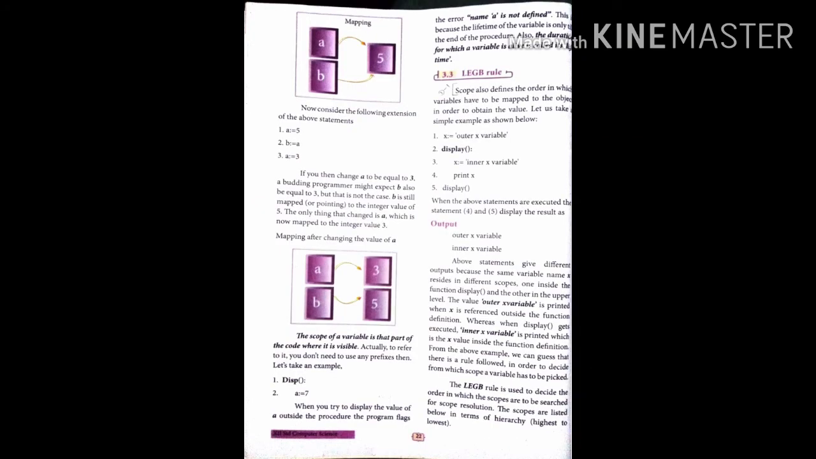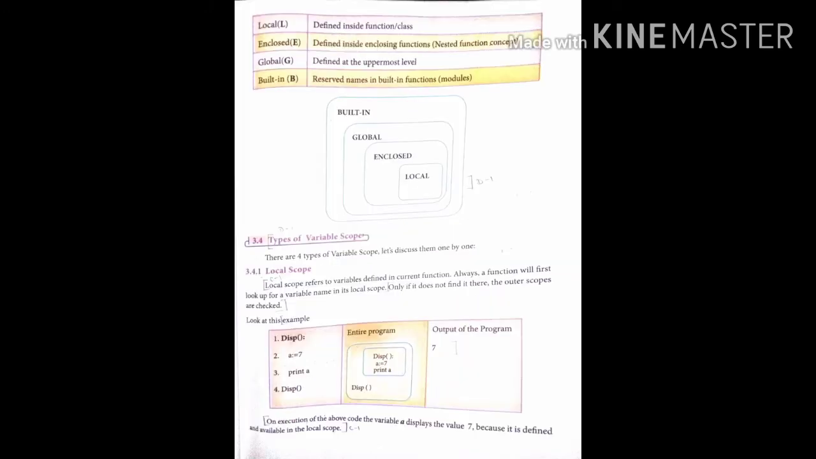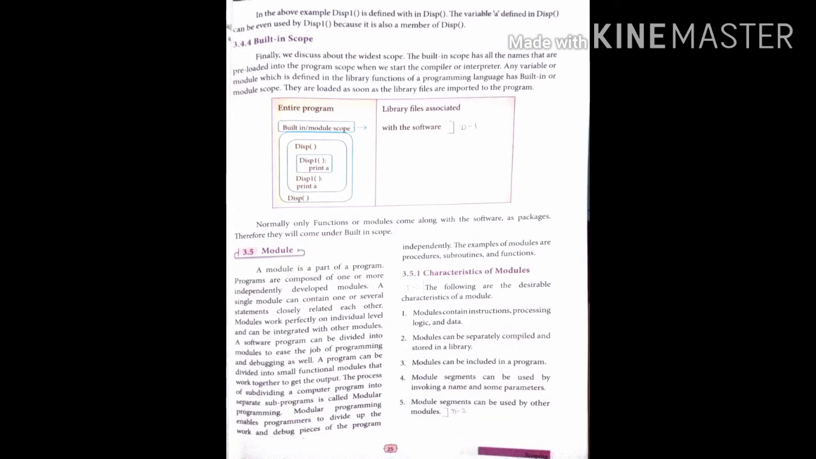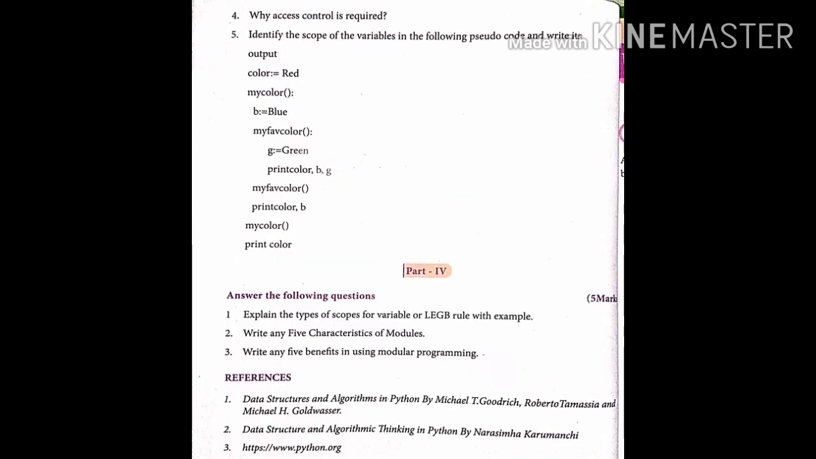The answer starts under the topic LEGB rule. Scope also defines the order in which, from that till page number 25. In page number 25, the box with the software, up to that we have to write, then only we can score full 5 marks. Moving on to the next question. Second one, write any 5 characteristics of modules.